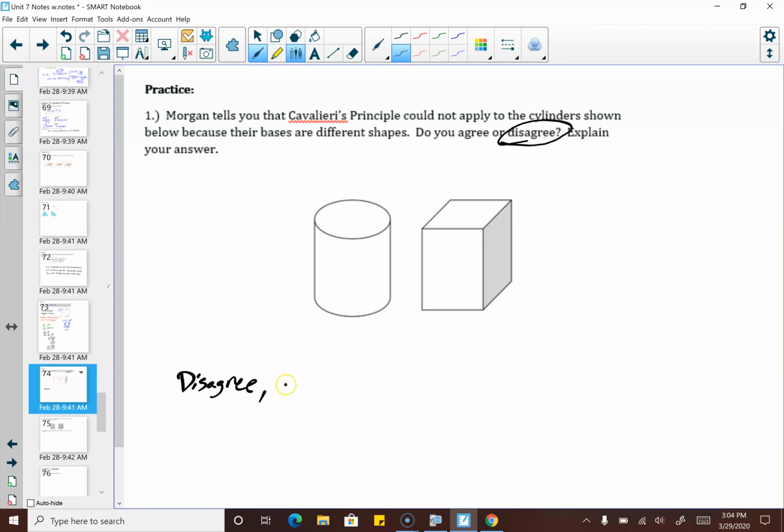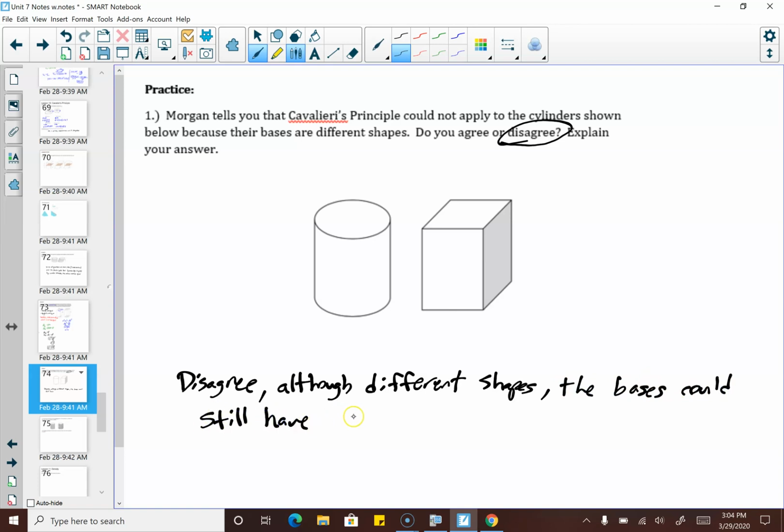Because although different shapes, the bases could still have the same area. So again, although unlikely, it is possible that your circular base and your square or rectangular base could have the same exact area. So therefore, Cavalieri's principle could apply to this piece if you had that part to be true. Now, obviously, you'd have to have the heights of your cylinders be the same, but this question is just referring to the fact that the base shapes are different.